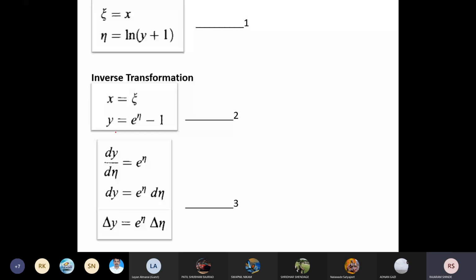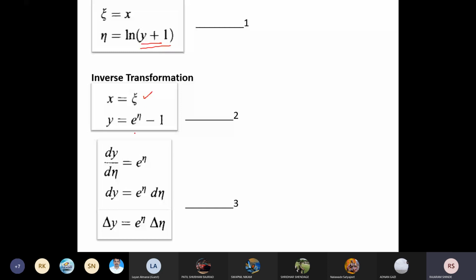Now inverse transformation, you can see here again, x is equal to xi and y is equal to e raised to eta minus 1, that is this derivative. Not e raised to n, e raised to eta minus 1. Okay, e raised to eta minus 1.